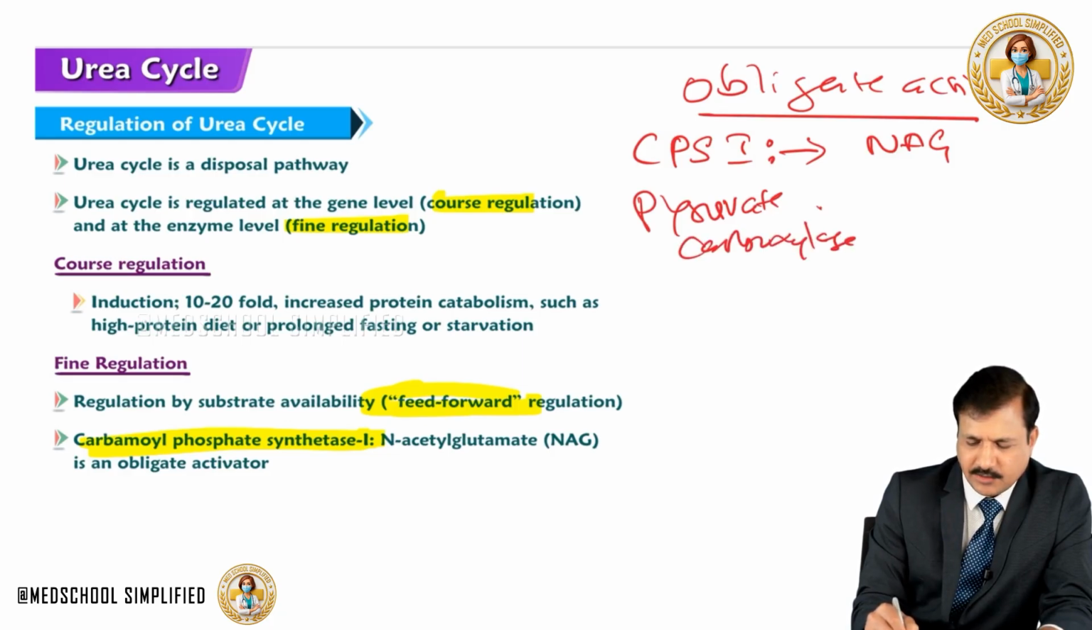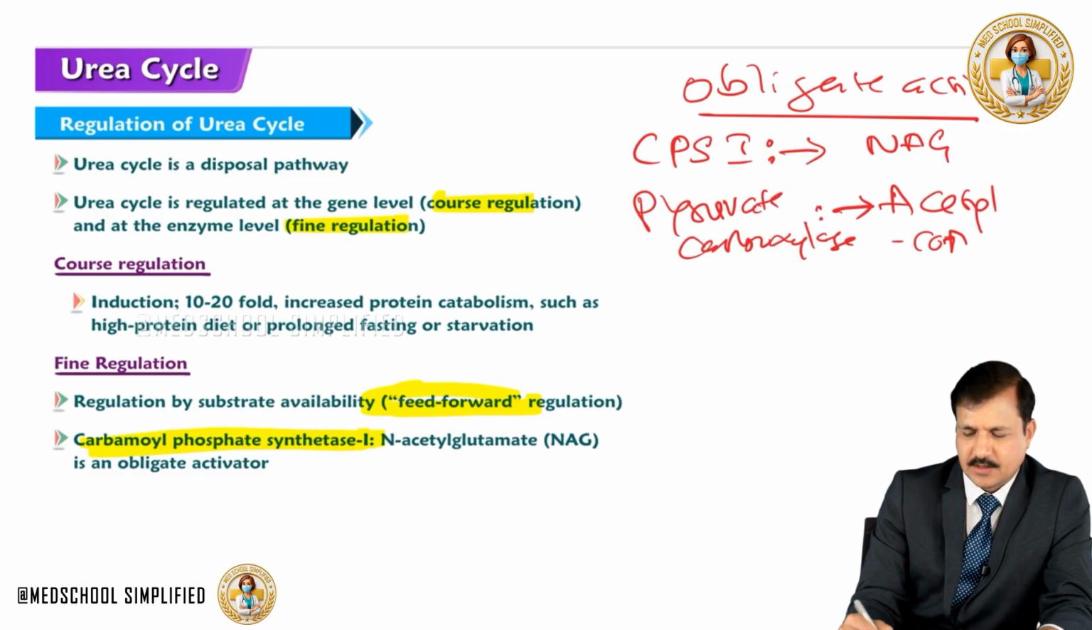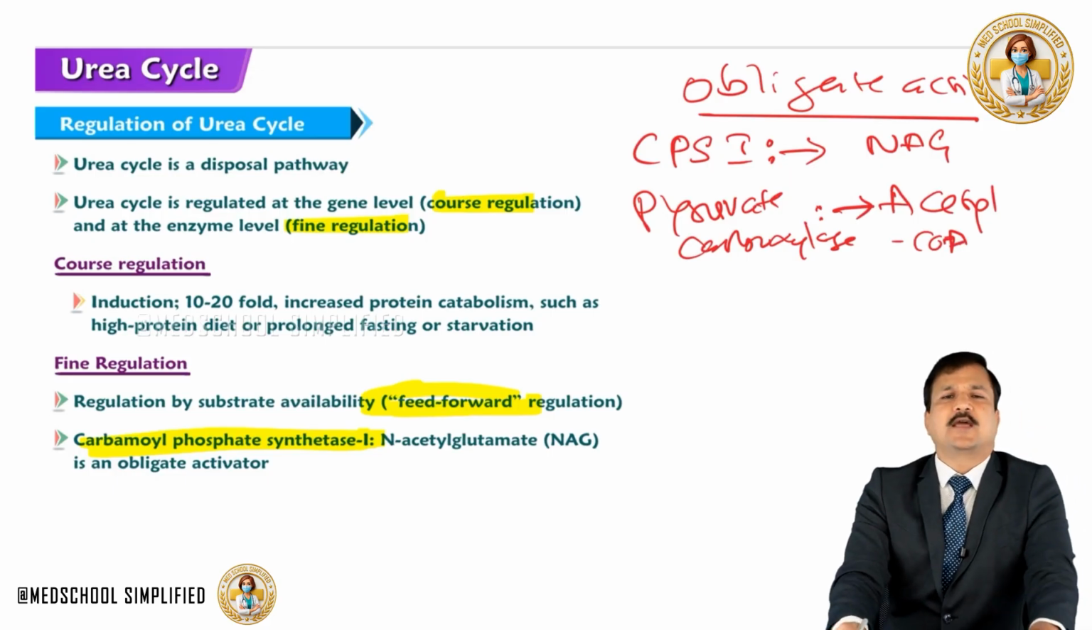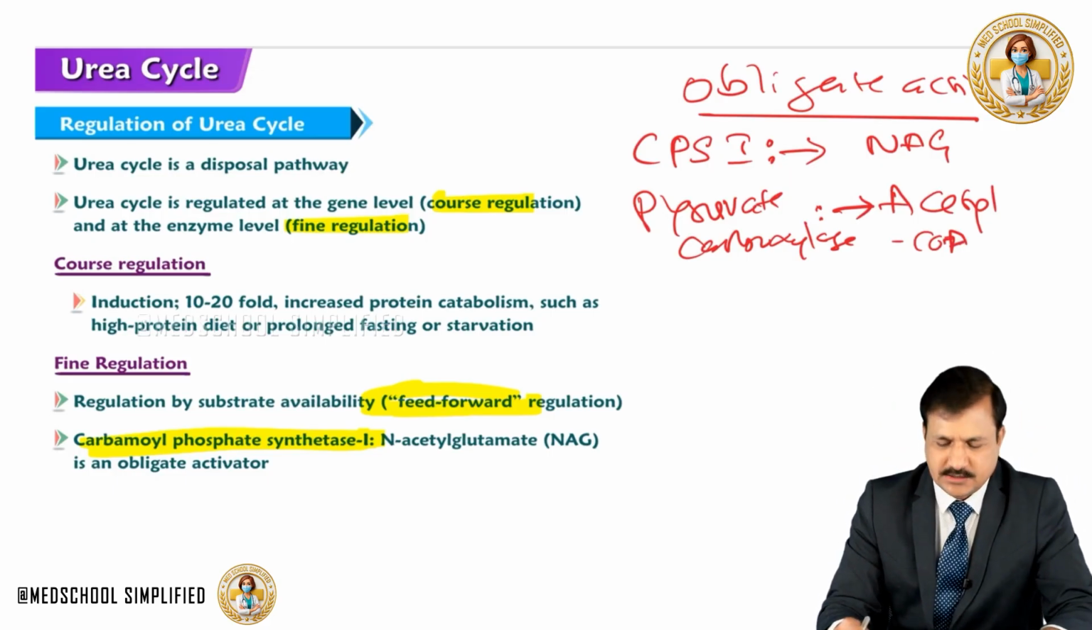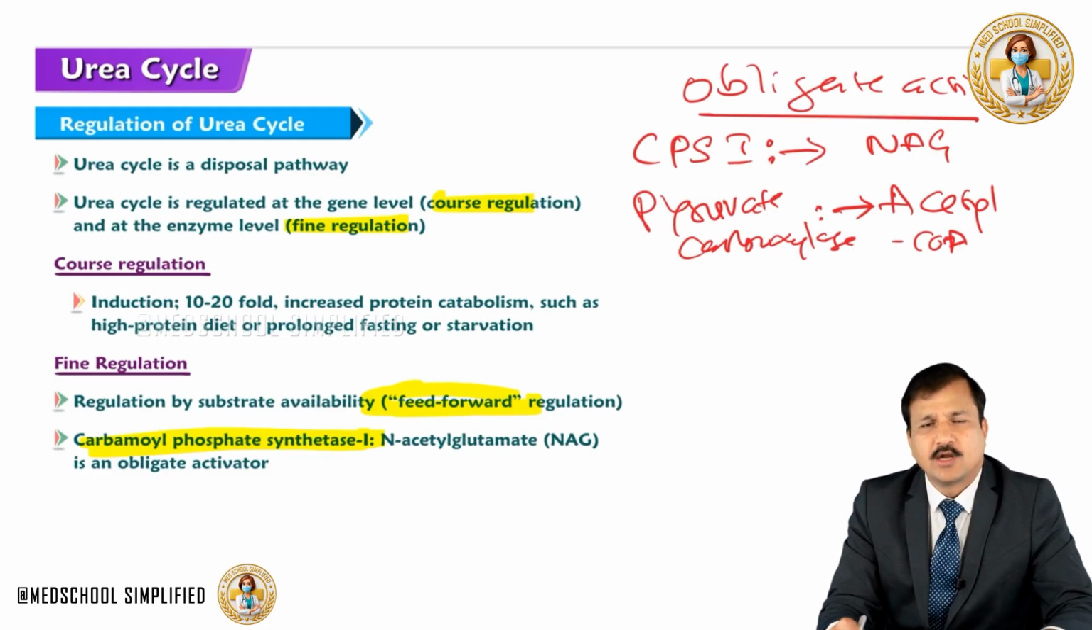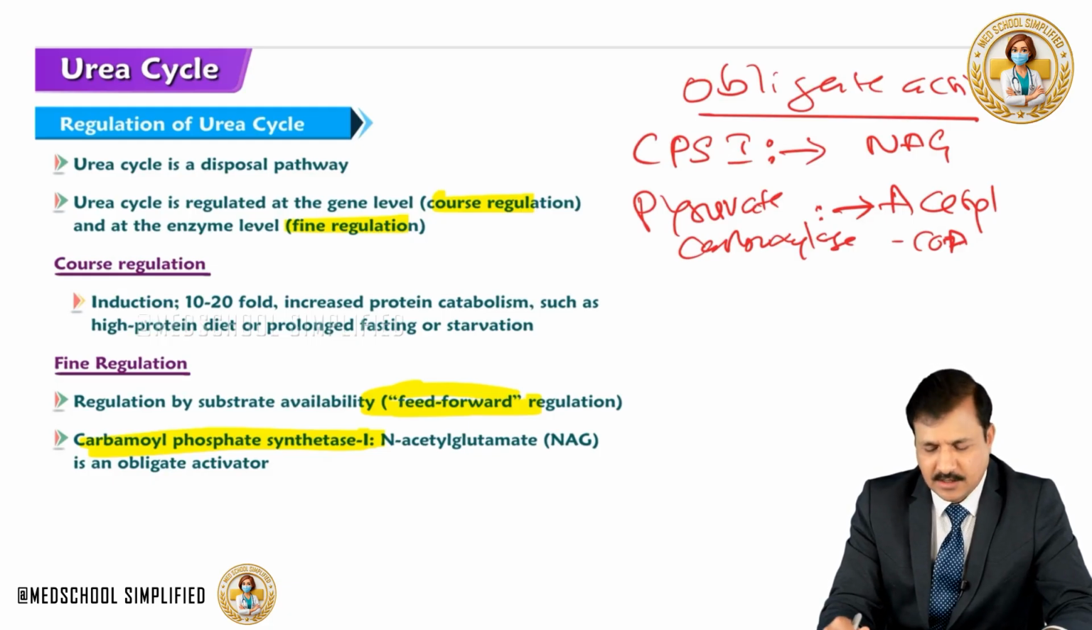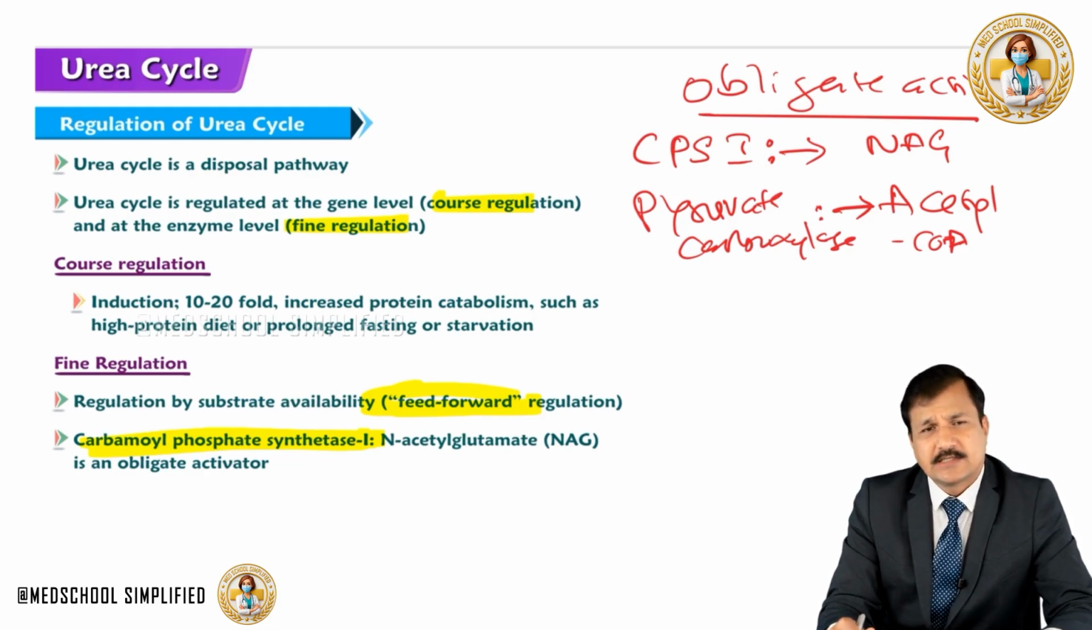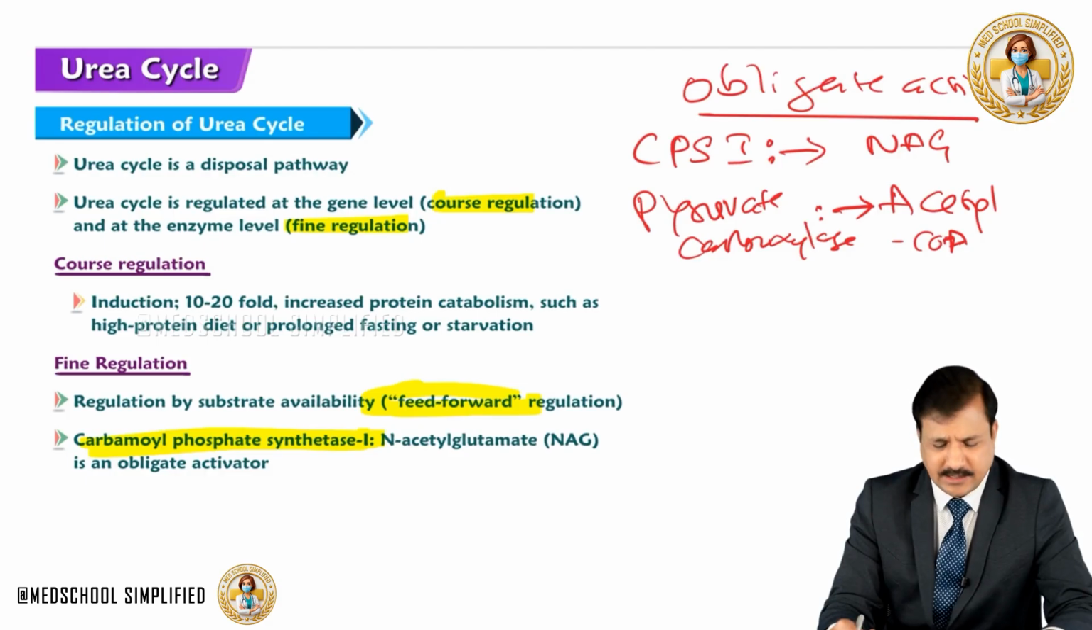And the obligate activator for pyruvate carboxylase is acetyl-CoA. Make sure you remember this. So these are the two enzymes that need obligate activators in our body. CPS-I, involved in the urea cycle, very first reaction, needs NAG as an obligate activator. Pyruvate carboxylase, which is there in the gluconeogenesis process, conversion of pyruvate into oxaloacetate, needs acetyl-CoA as an obligate activator.